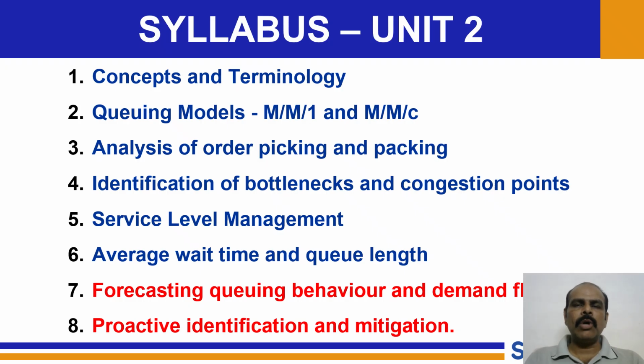Then we learned about congestion points. Congestion point versus bottleneck is quite crucial. Why? Because a bottleneck is caused by a congestion point, and in some cases bottlenecks may not be there but congestion points might be. With respect to aisle configuration we learned about this, and how a queuing system can be employed so that the problem can be overcome. That we discussed in bottlenecks and congestion points.